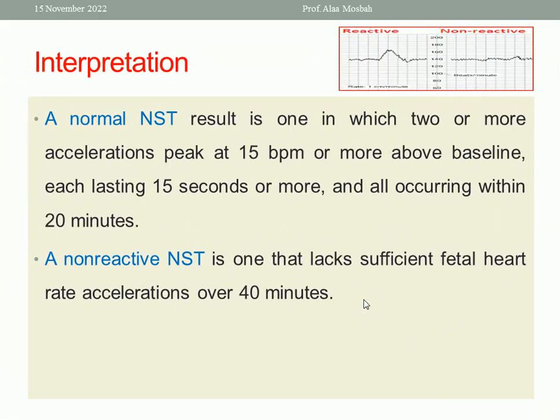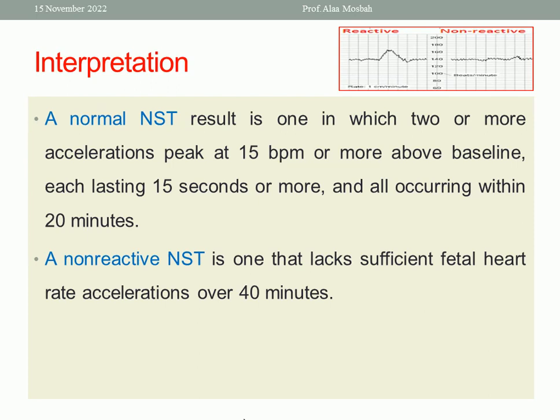So, when to say a normal non-stress test? This case has a normal non-stress test. A normal non-stress test result is one in which two or more accelerations peak at 15 beats per minute or more above the baseline, each one lasting 15 seconds or more, and all occurring within 20 minutes. So what about the non-reactive non-stress test? It is one that lacks sufficient fetal heart rate acceleration over 40 minutes.